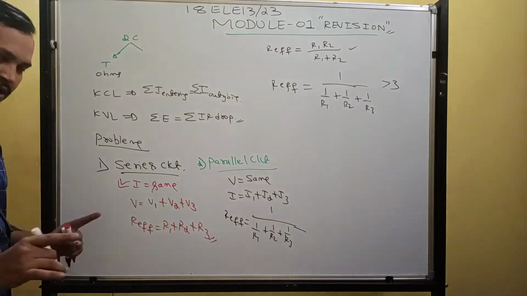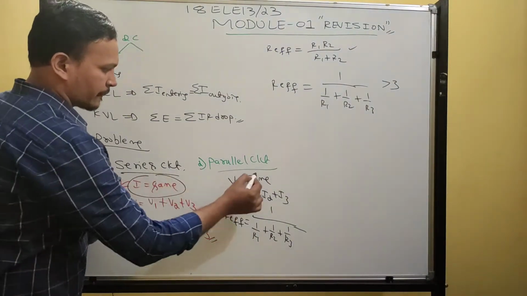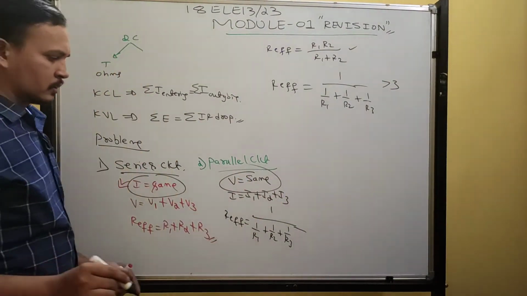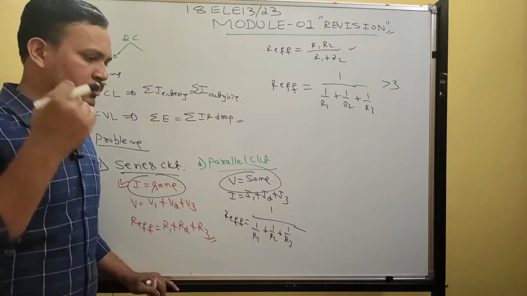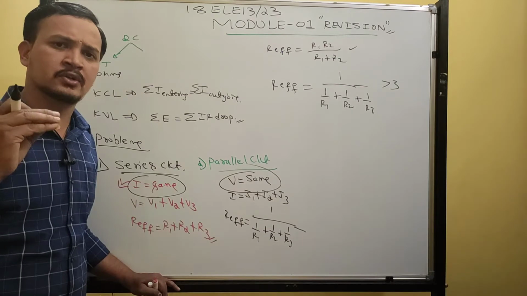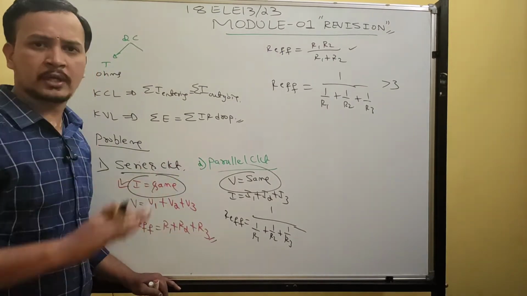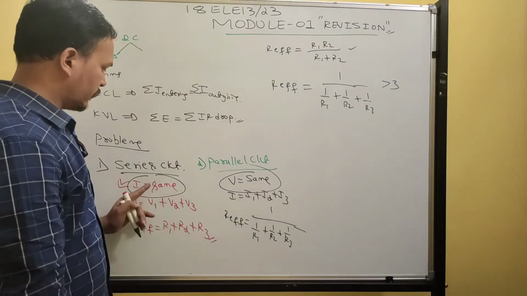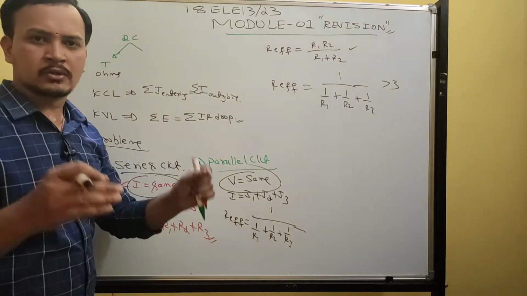You must stick to this first point. Series circuit, current should be the same. No matter whether you are able to solve the problem or not, in your mind you should fix: series means current should be the same and parallel means voltage should be the same. If you interchange this, you are totally losing marks.